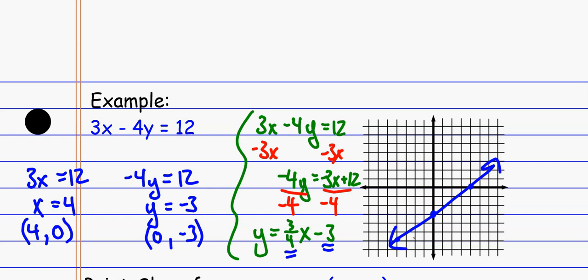Okay? You have to choose what works best for you. If you want to rewrite the equation in slope-intercept form, have at it. But when it's in standard form, the easiest thing to do is find the x and the y-intercept, okay?